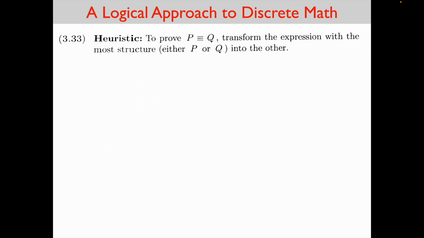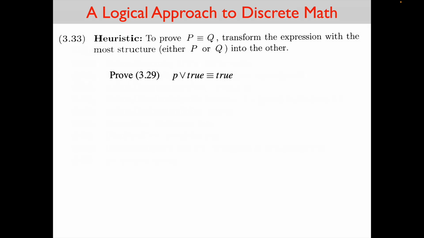We're going to start now with a heuristic, paragraph 3.33 in our textbook. And this heuristic, do you remember what a heuristic is? It is a rule of thumb or a guideline. And this heuristic says, to prove P equals Q, transform the expression with the most structure, either P or Q, into the other. So let's do an example.